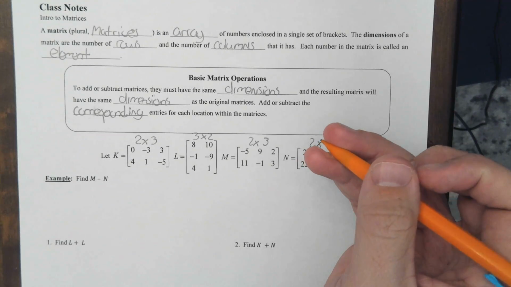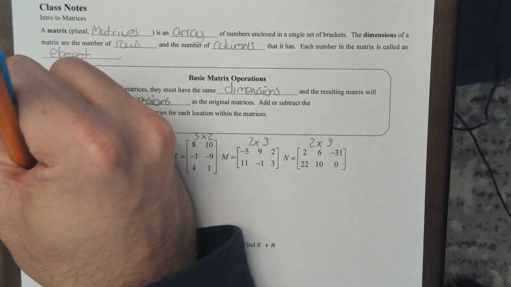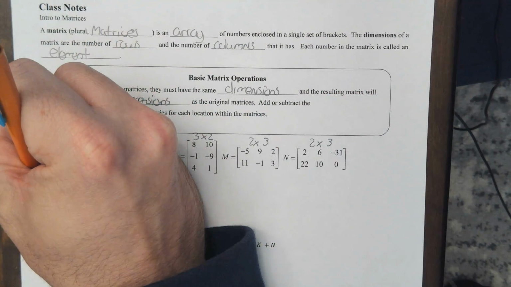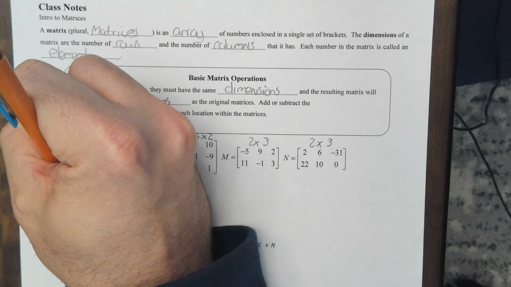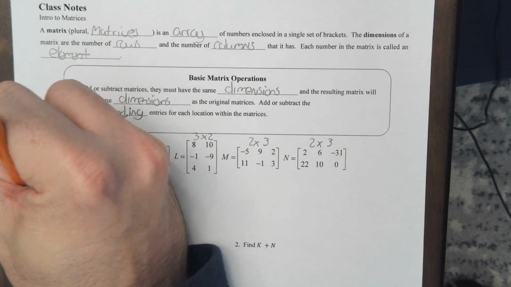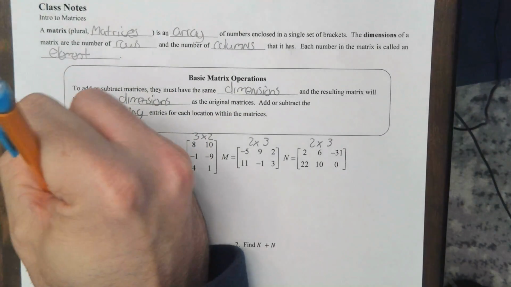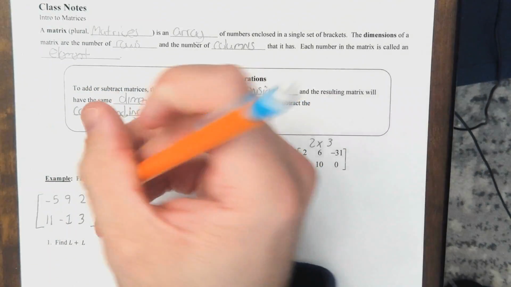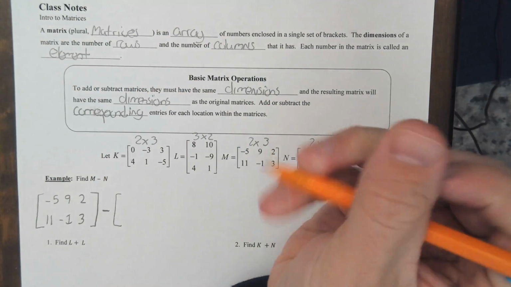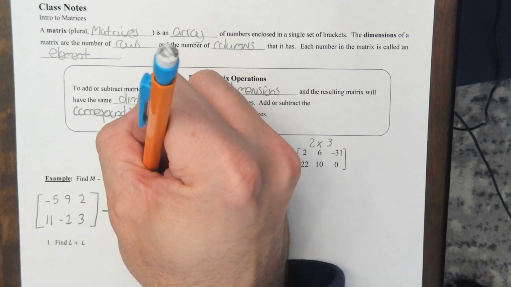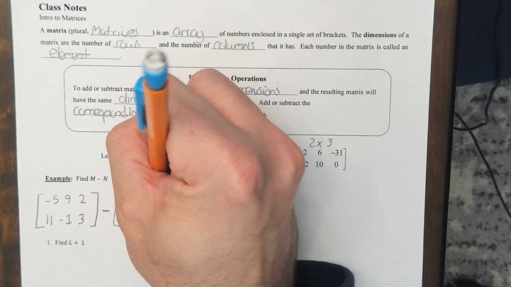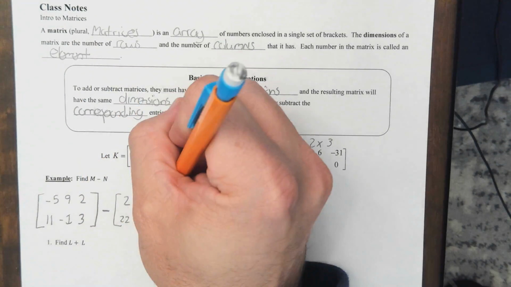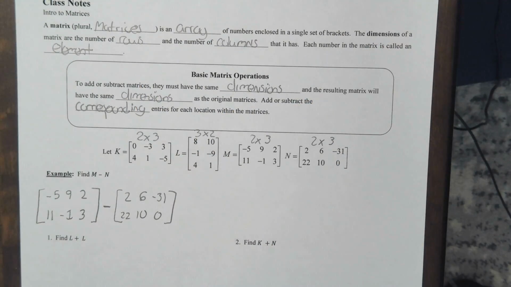And so that is going to look like this. Let's go ahead and write out M. So M is -5, 9, 2, 11, -1, 3, minus N, which is 2, 6, -3, 1, 22, 10, and 0.